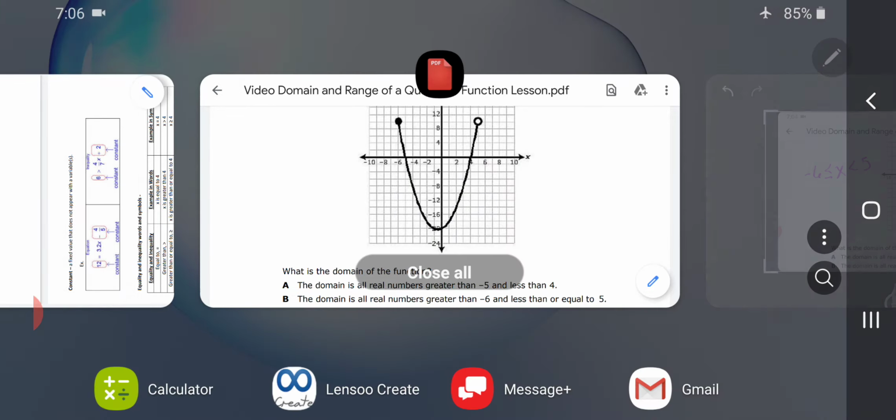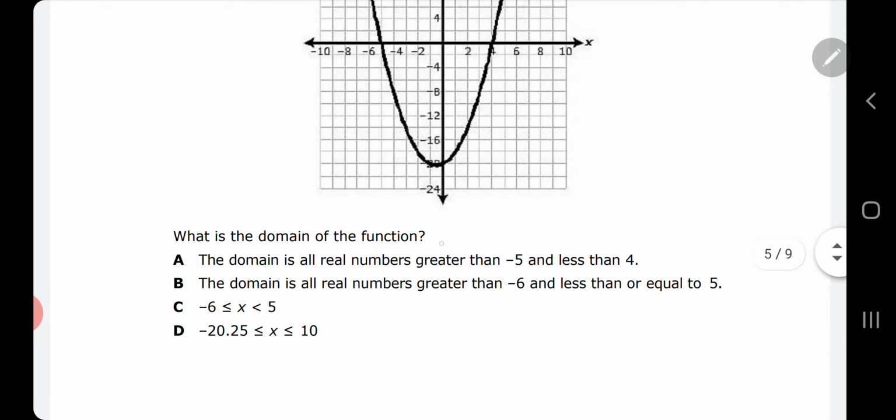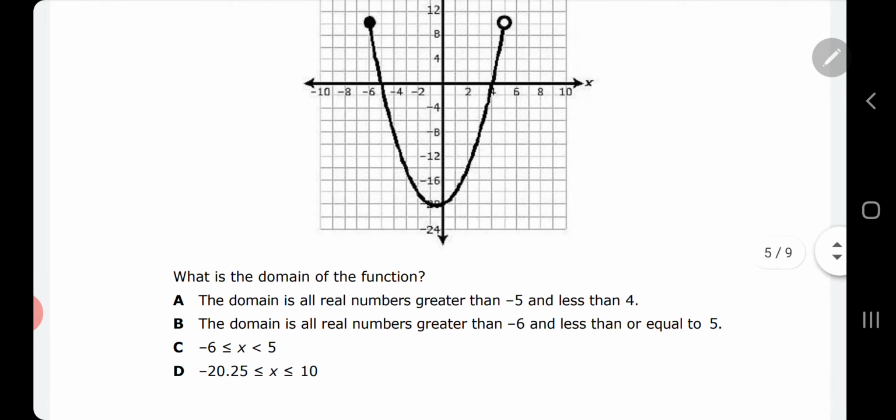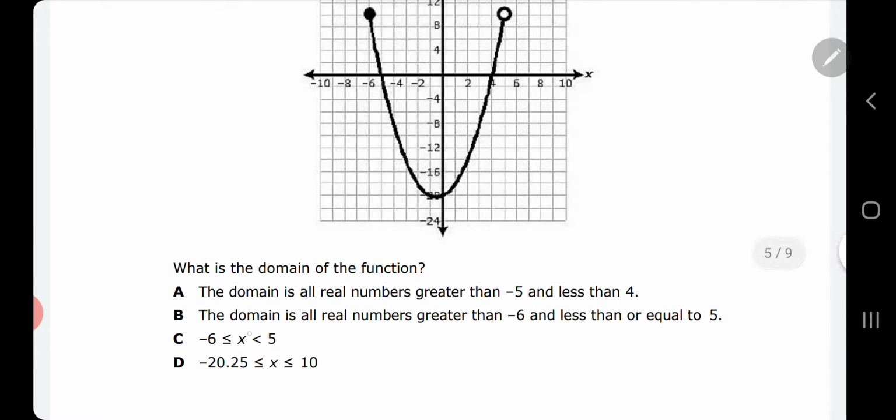So let's see here what indicates the same thing that we just had. All right, we got some verbal description and the inequality notation. The first one says the domain is all real numbers greater than negative 5 and less than 4. Well, we just found that's not true. We are greater than negative 6. The domain is all real numbers greater than negative 6 and less than or equal to 5. Well, that seems correct, but once again, we could be equal to negative 6, and we were not equal to 5, so that one's gone. Inequality notation, C says x is greater than or equal to negative 6, which was true, but less than 5. So the correct answer would be C.